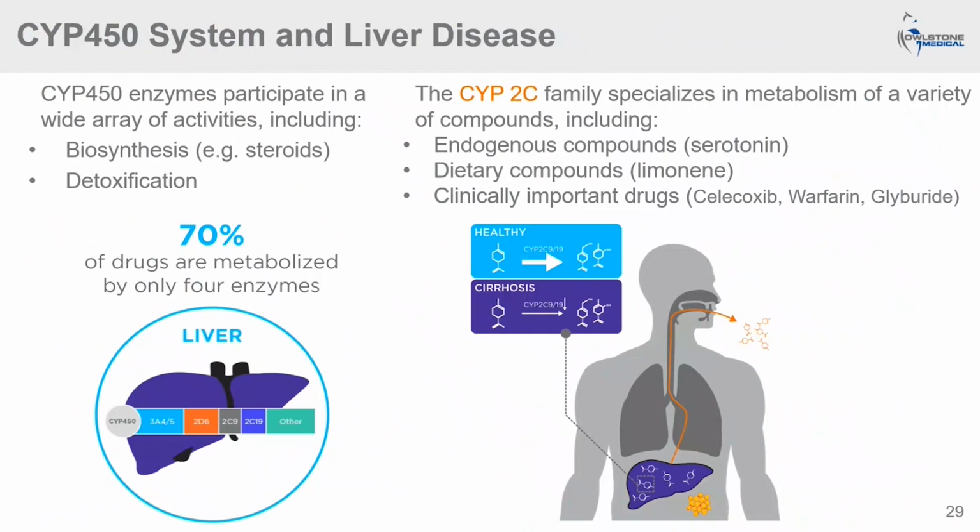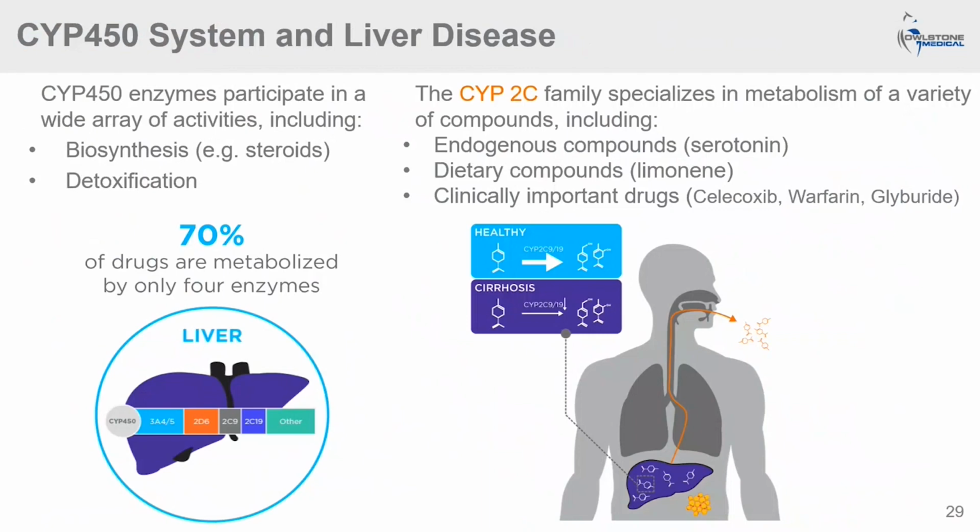Most of the drugs are metabolized in the liver by only 4 enzymes that belong to the CYP450 system. The CYP2C family specializes in metabolism of a variety of compounds, including drugs like celecoxib and warfarin, endogenous compounds like serotonin, and dietary compounds such as limonene.